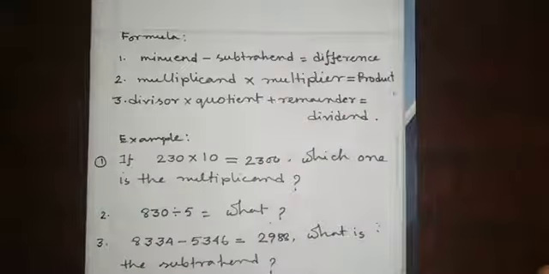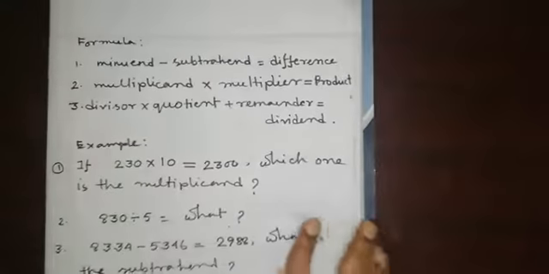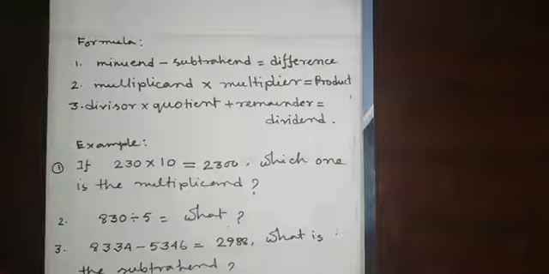You know your syllabus is chapter 1, 2, 3 and 4, isn't it? So from chapter 1, 2, 3, 4 you have to practice all types of questions. So you need to follow this formula also. Look at there. You have to memorize this formula. The first formula is minuend minus subtrahend equal to difference. So all of you have to memorize this formula.